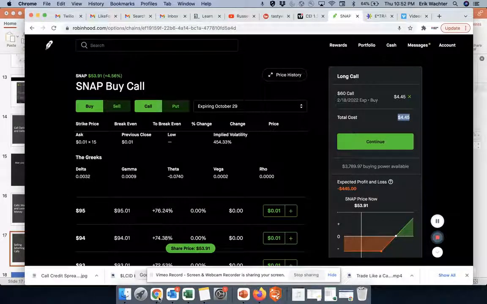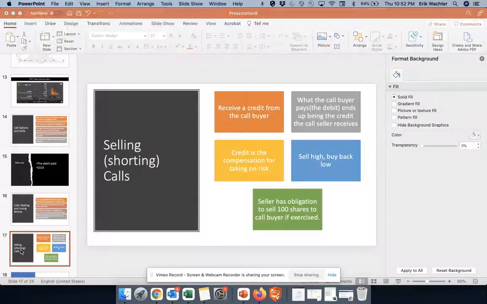Okay, and you receive a credit. So the call buyer pays the debit, which ends up being your credit. Credit is the compensation for taking on risk. We'll talk more about that later. As a seller, to make money, you want to sell at a high price and buy back at a low price. So that makes sense.